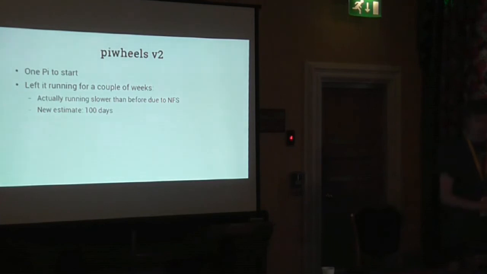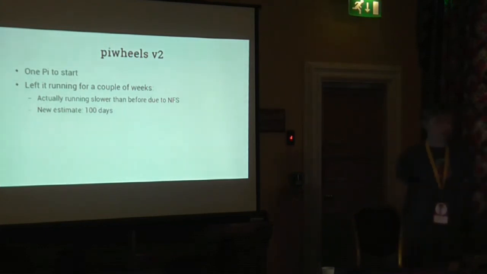I've been working on the source code of the project on my laptop for a little while, and I deployed it to one of the cloud Pis. So it was just one Pi to start, and I left it running for a couple of weeks. I went away to Italy for EuroPython, and just kind of checked in on it. And I actually noticed it was running slower than it was before, because the Mythic Pis don't have an SD card, they netboot, so they run on an NFS server. And so looking at the time it was actually taking to get through builds, my new estimate was that it was going to take about 100 days of a single Pi's time.